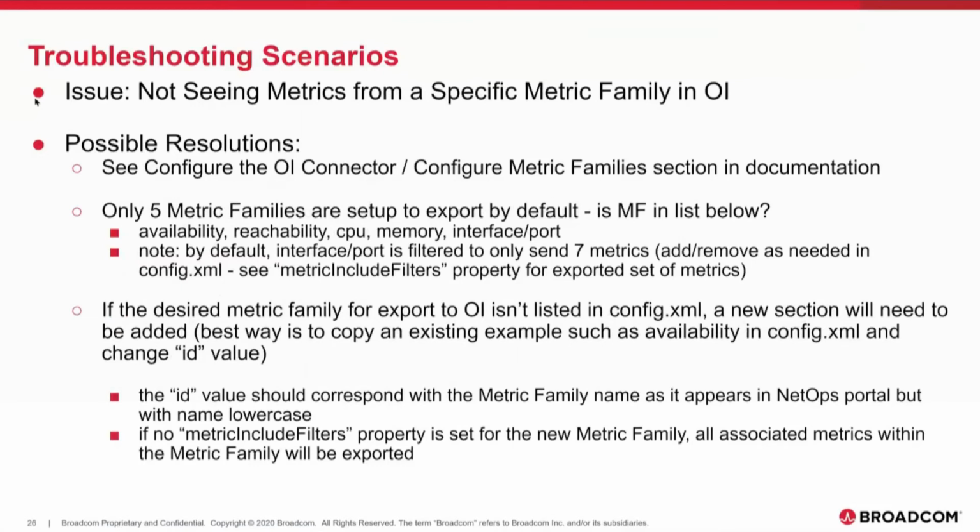If you're not seeing metrics from a specific metric family, there's probably an error or a problem with the configuration in that config XML. Again, it's Spring Bean config, so it could be easy to make a mistake in there. So that would be the place to check. As I mentioned, only 5 metric families are set up to export by default. So is your metric family in that list? Are we excluding it out? There's that metric include filter property that says which metrics get exported from a family. There's only 7 or 8 from port that are currently configured out of the box, so perhaps it's not in those.